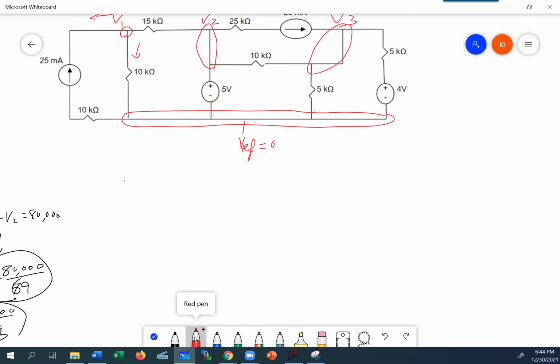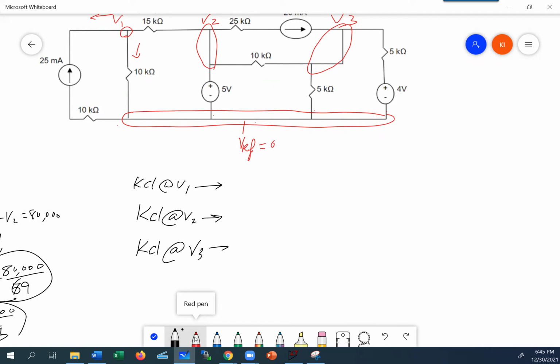I know I have to write, let me use a black pen. So I know I have to do a KCL at node V1, write an equation for that. I got to write an equation at V2, and I got to write an equation at V3.